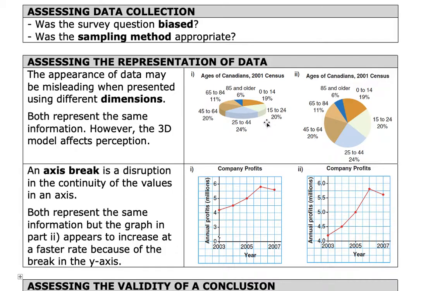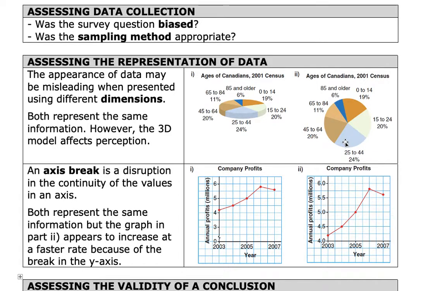These two graphs appear different, but represent the exact same information. This is talking about the distribution of ages for Canadians in 2001. Let's take a look at this section here. From age 25 to 44, 24% of the population falls into that range. But in the 3D graph, from this perspective, the sector for 25 to 44 looks much larger than in this overhead two-dimensional view.